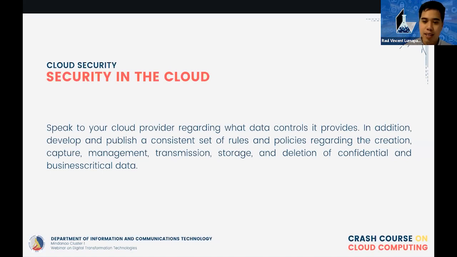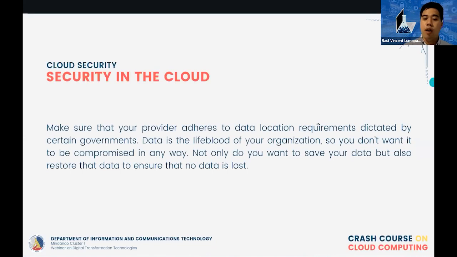You should assess properly your security measures, particularly if you're uploading in the cloud. Okay. Make sure that your provider also adheres to data location requirements dictated by certain governments, because there might be some differences in terms of liability if the data is stored in Singapore, for example, but the data subjects are in the Philippines. So there are dynamics like that. So data is the lifeblood of any organization. You don't want it to be compromised in any way, because that damages your reputation.